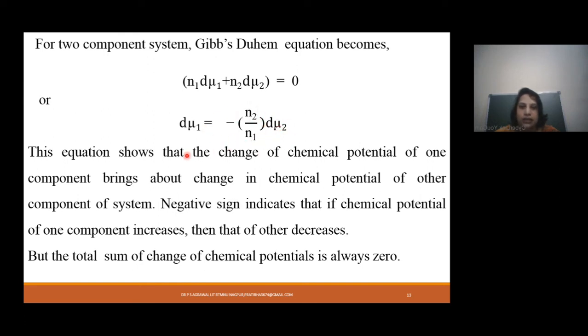What does this indicate? This shows that the change of chemical potential of one component brings about the change in chemical potential of the other component. The negative sign indicates that if chemical potential of one component increases, then that of the other will decrease. That is, variation in chemical potential of one component affects the value of the other component. But the total sum will always be 0.